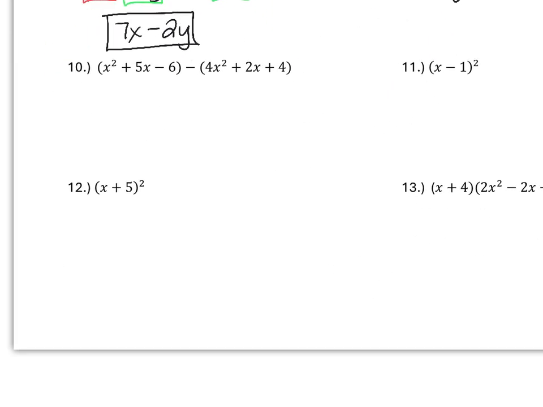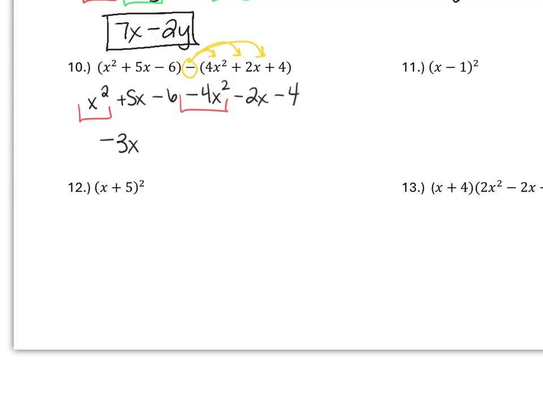Number 10, subtraction. So we're going to distribute and remove parentheses. X squared plus 5x minus 6. Distribute the negative. Negative 4x squared minus 2x minus 4. And then combine like terms. Negative 3 x squared plus 3x minus 10.